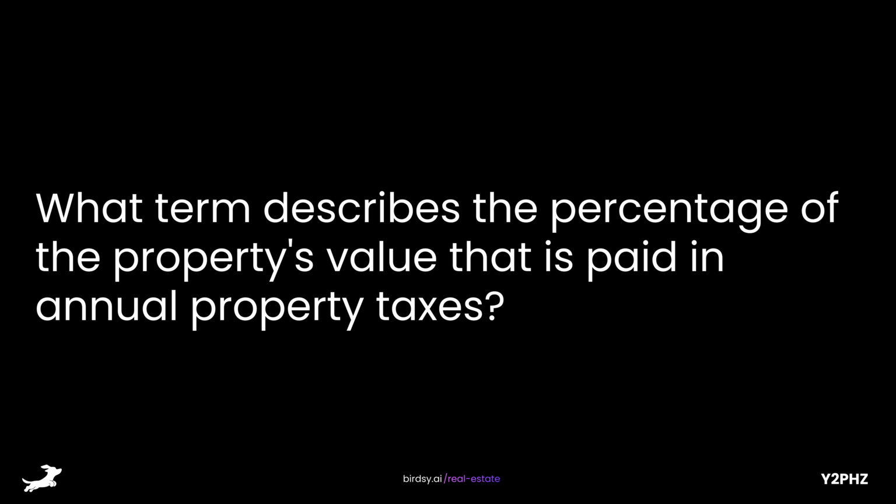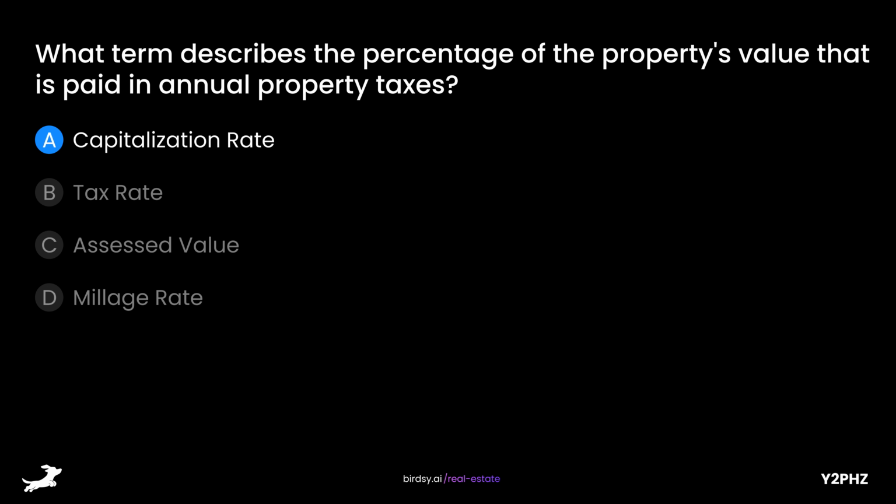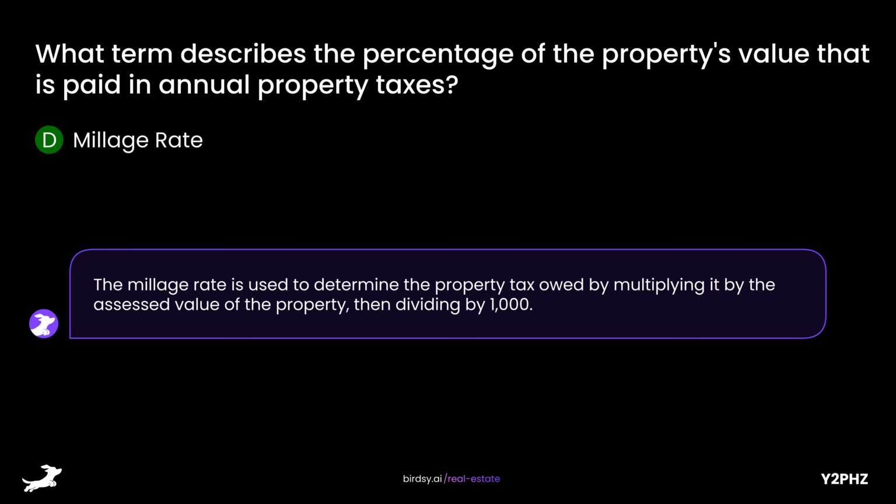What term describes the percentage of the property's value that is paid in annual property taxes? Is it A, capitalization rate, B, tax rate, C, assessed value, or D, millage rate? The answer is D, millage rate. The millage rate is used to determine the property tax owed by multiplying it by the assessed value of the property, then dividing by 1,000.